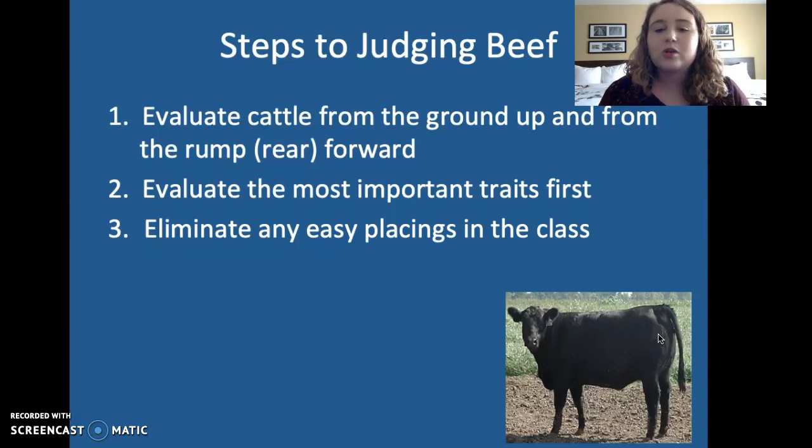You're also going to evaluate for the most important traits. We'll get into that on the next slide and talk about what traits to look for. And you're going to eliminate any easy placing in the class. So if there's a really short, narrow heifer in a class, and she's just terrible, you wouldn't even want her, then she's going to go last in the class, and that's an easy placing.